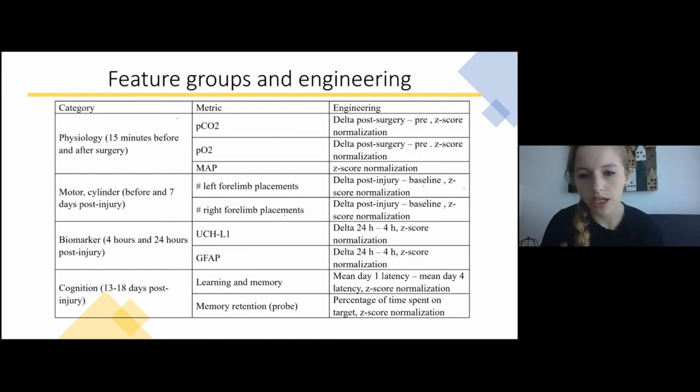Now, one thing to keep in mind, these are the data for the FPI animals, and this is going to change slightly when we move into the CCI model. So we're going to have to compare and contrast both in terms of the features that are included and in terms of how the animals are recovering differently depending on the injury that they sustained.